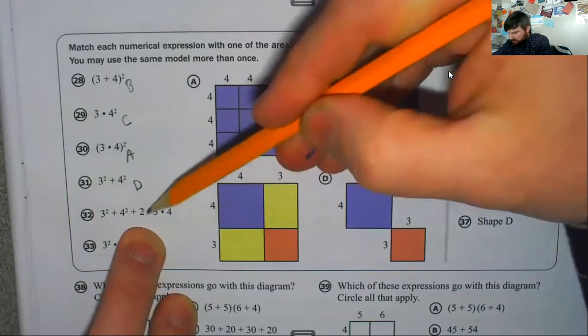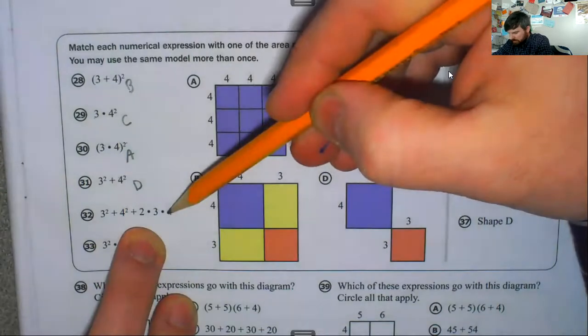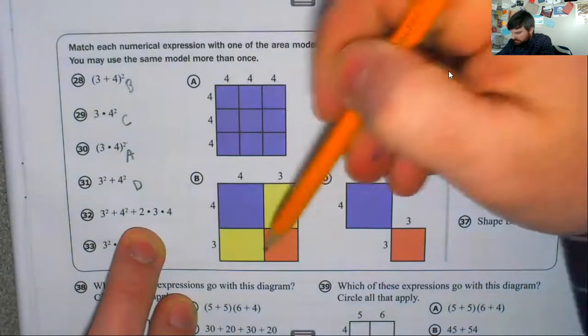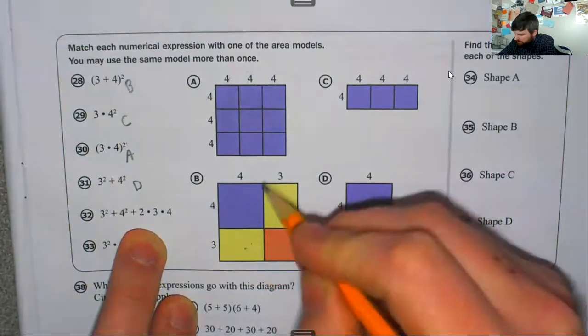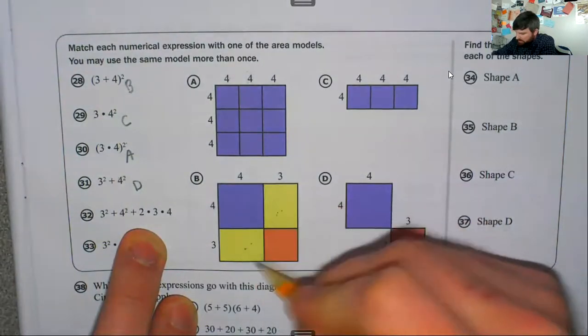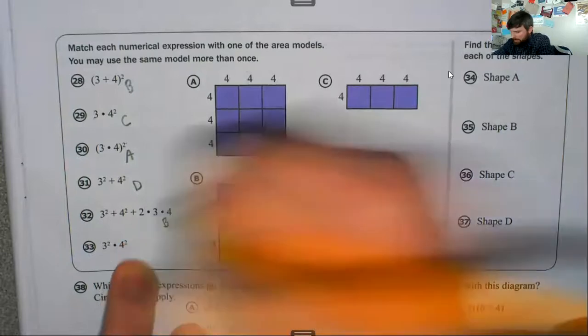Plus 2 times 3 times 4. Okay, this one didn't have any extra. This one, let's look at it. I got 2 yellow squares, and the yellows are 4 by 3. 4 by 3. So this is B.